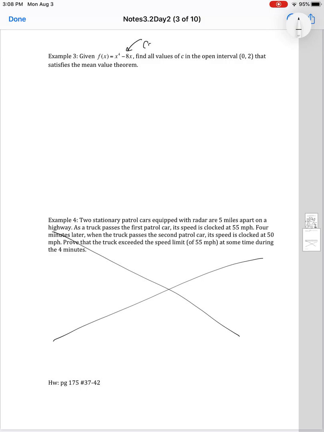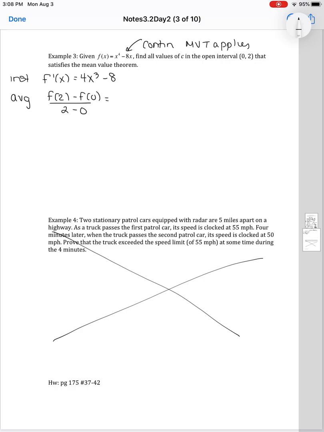All right, one more of these guys. All right, so given the function, find all values of c. So step 1, it's a polynomial, so it's continuous. So the mean value theorem applies. We're good to go there. All right, so we're going to get instantaneous first, which is the derivative. So 4x to the third minus 8. Don't have to do anything there.